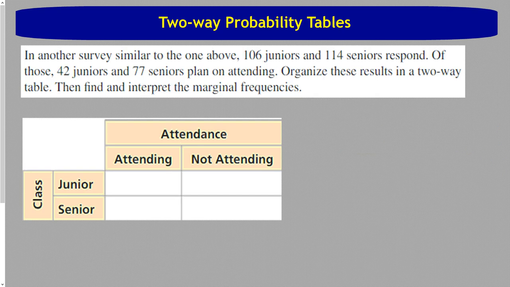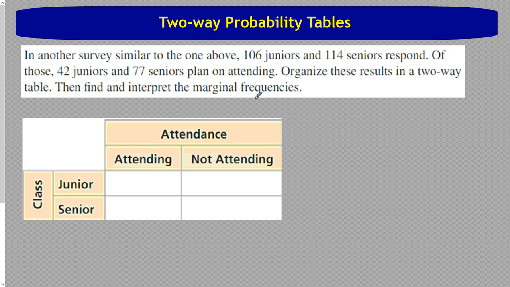So let's talk about this situation. In another survey, similar to the one above, 106 juniors and 114 seniors respond. Of those, 42 juniors and 77 seniors plan on attending. Organize these results in a two-way table. Then find and interpret the marginal frequencies. So I'm going to leave this up here for a minute. Go ahead and pause this. I want you to fill it in correctly and then find the marginal frequencies. Then you can come back.